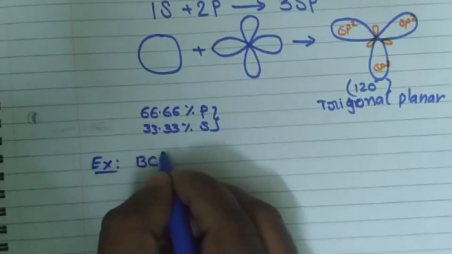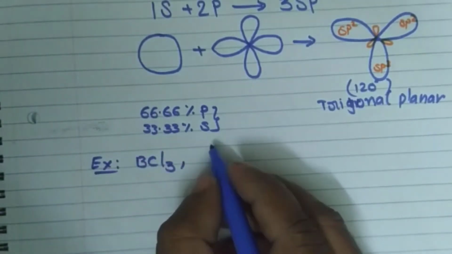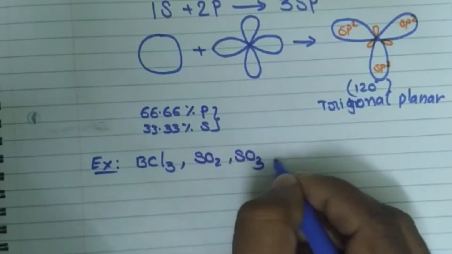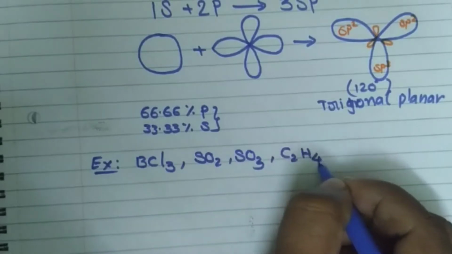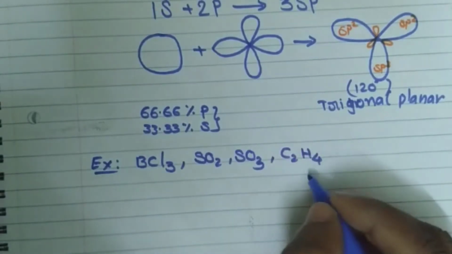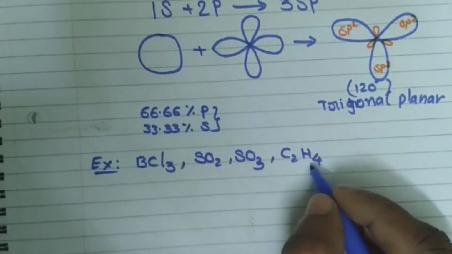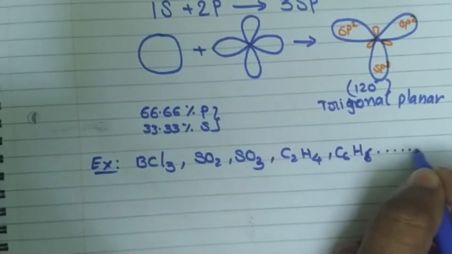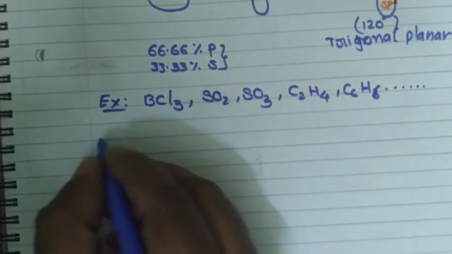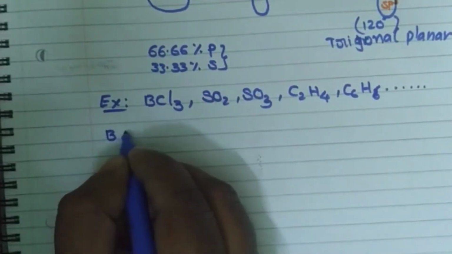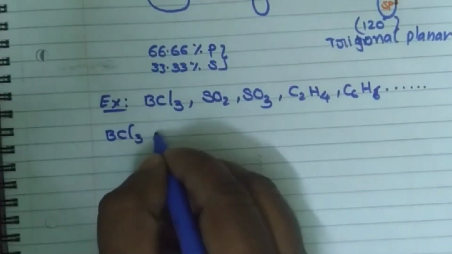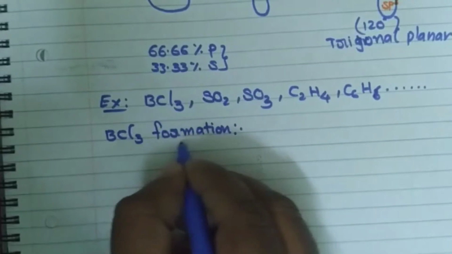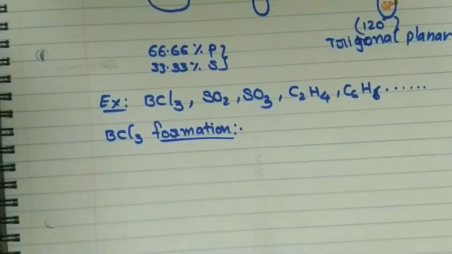The examples are BCl3, boron trichloride, sulfur dioxide SO2, sulfur trioxide, and C2H4, which is ethylene, and benzene C6H6. Some more examples are there. Let's see the formation of the compound BCl3 based on sp2 hybridization.